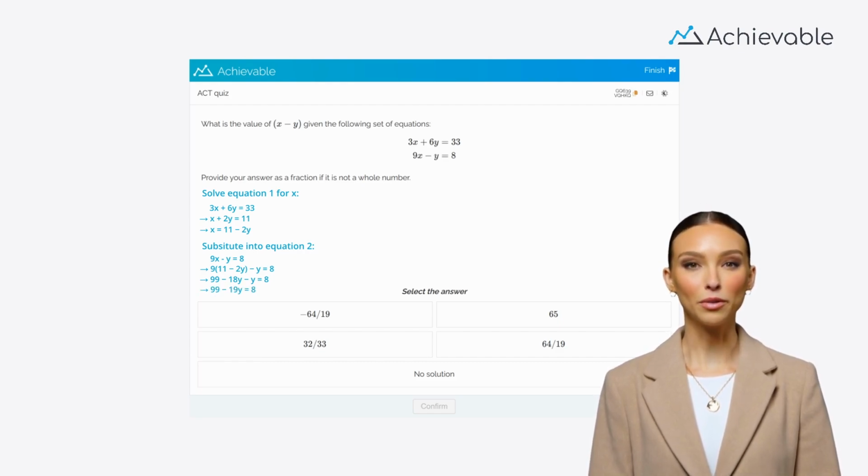Subtract 99 from both sides. Negative 19y equals negative 91. Now divide both sides by negative 19. y equals 91 over 19.